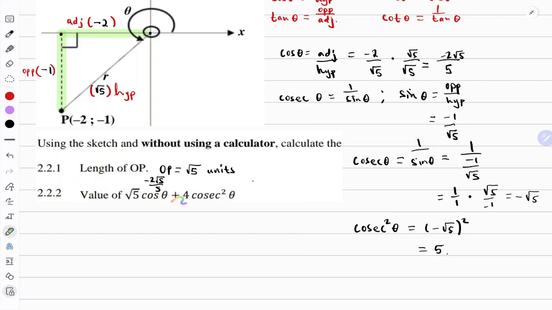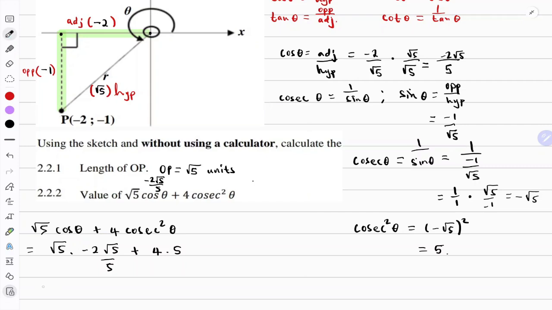So now we can substitute cos theta and cosec squared of theta to find the value of this whole expression. So this is equal to the square root of 5 multiplied by cos theta, which is minus 2 square root of 5 all over 5, plus 4 times cosec squared of theta, which is 5. So square root of 5 times square root of 5 is 5.